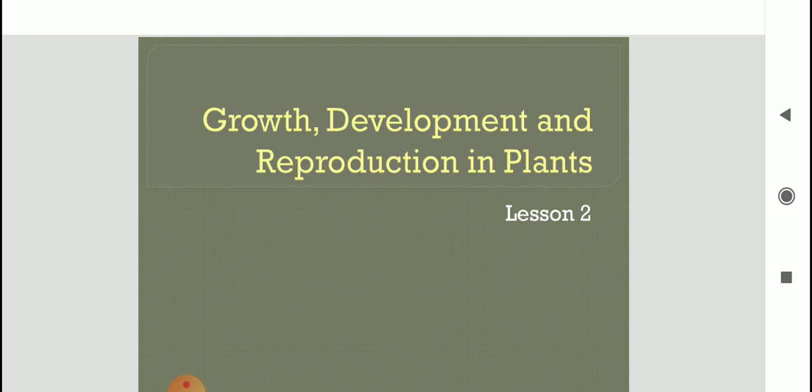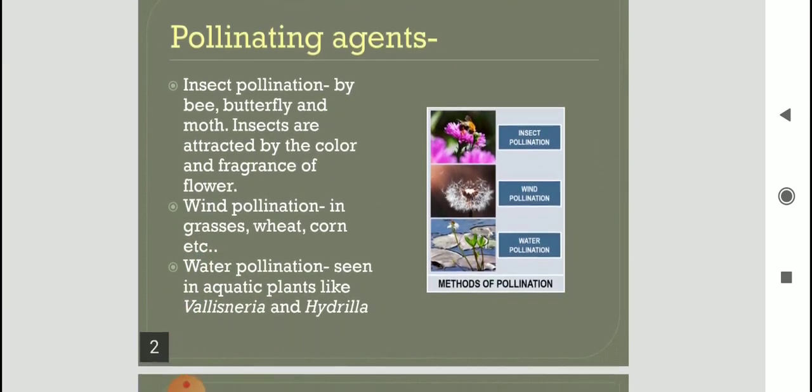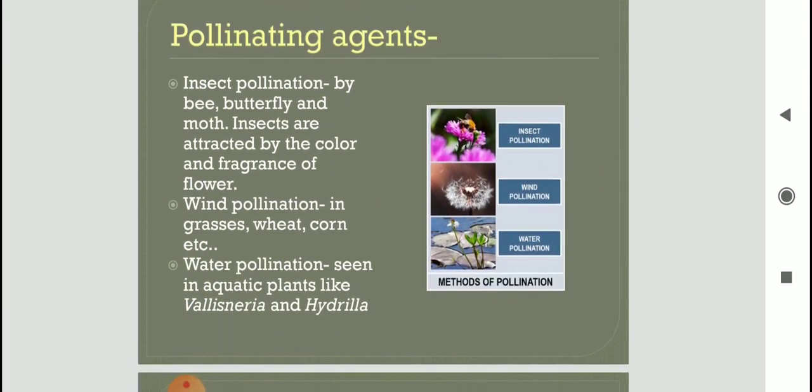Now, in order to make cross-pollination happen, there are different pollinating agents. Okay, so we will see the main pollinating agents. What are they? Insects, wind and water. Insects like bee, butterfly, moth, they sit on a flower to suck the nectar, and in this way the pollens get stuck on their bodies and feet, and when they fly and sit on some other plant, on some other flower, there they drop those pollens.